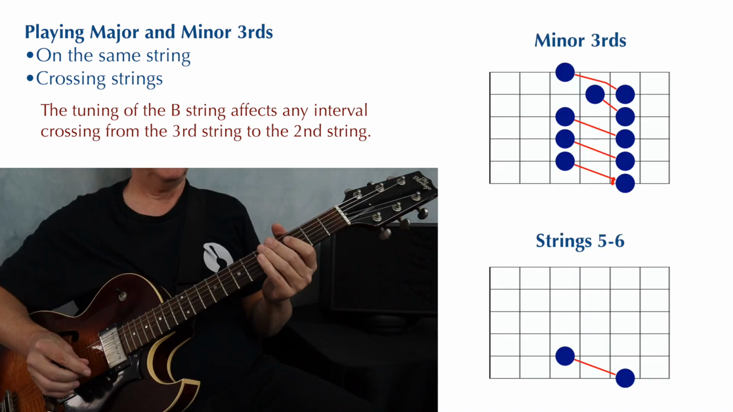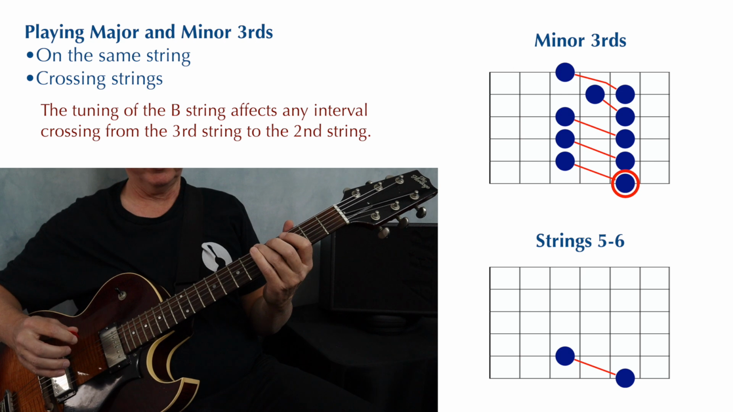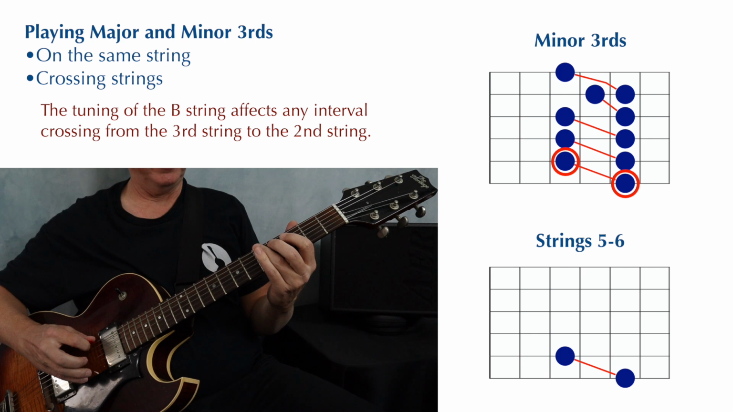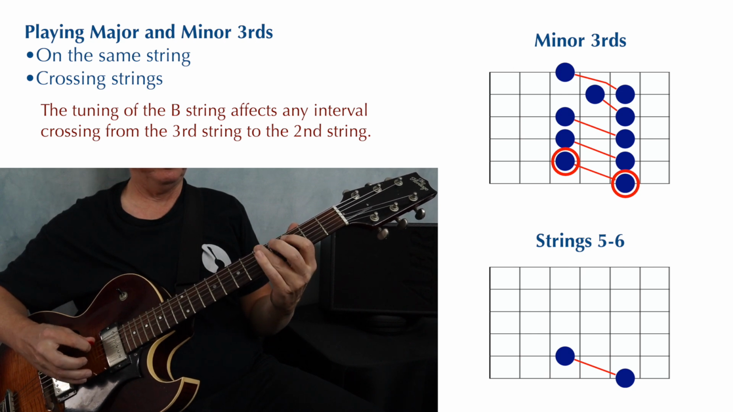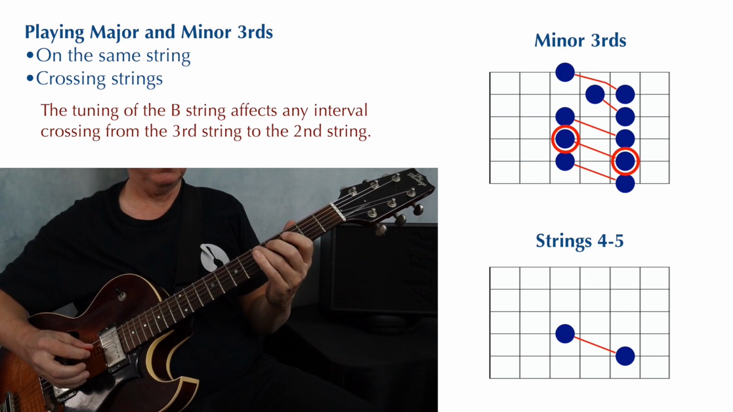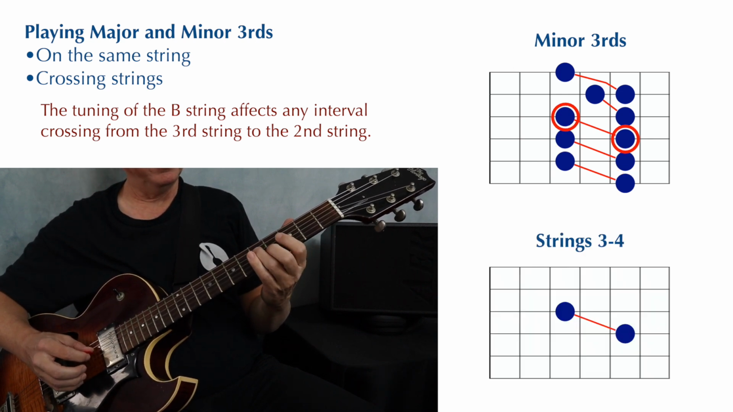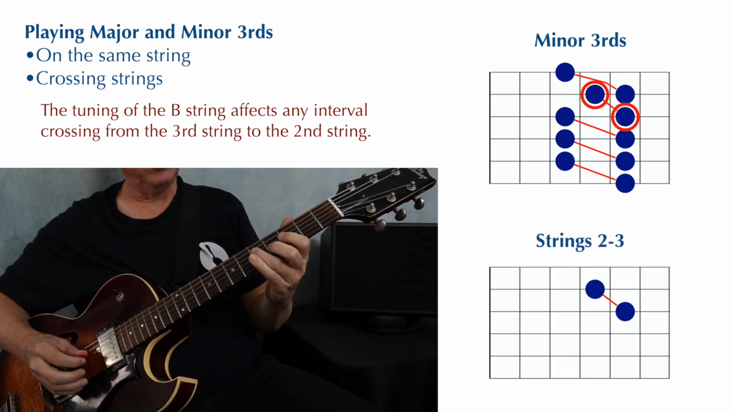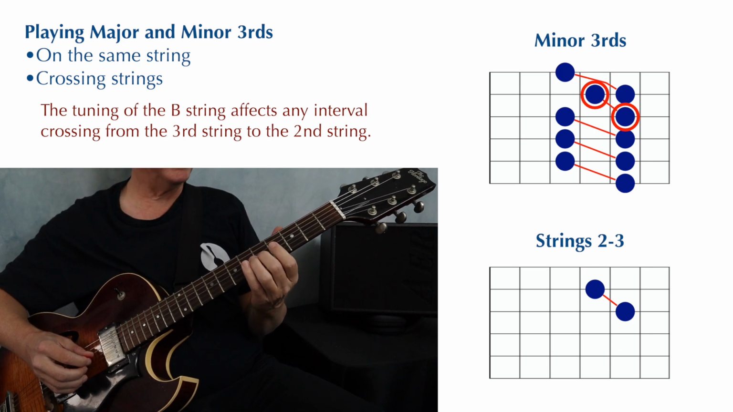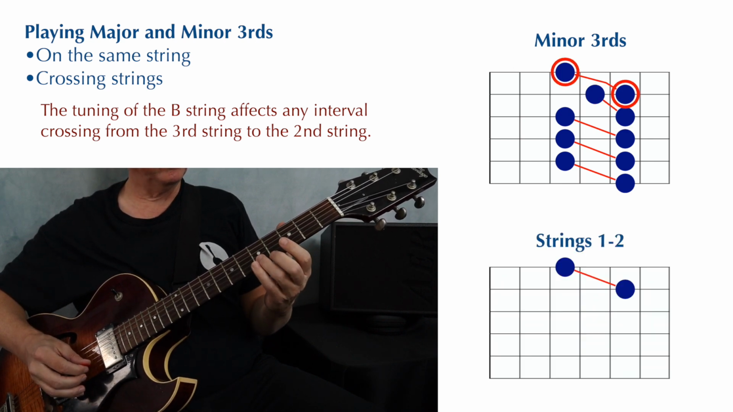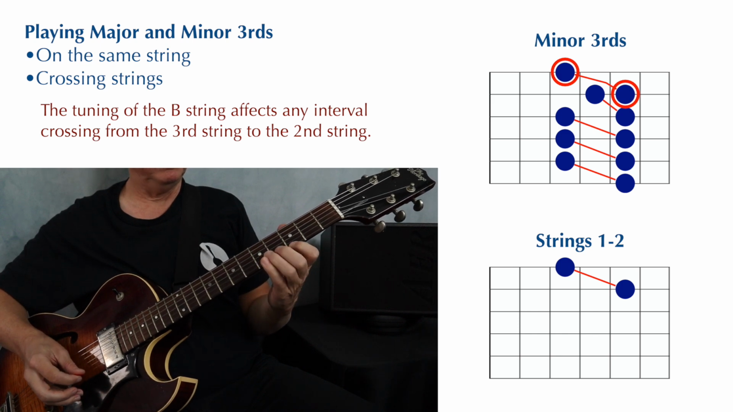And minor thirds. If your lower note is on the 6th string, and you want to play a minor third higher, you play 2 frets away on the 5th string, and vice versa. Same if you're moving between strings 5 and 4, and 4 and 3. And again, because of the way the guitar is tuned, this is going to be different moving between strings 3 and 2. That's just going to be 1 fret distance, and then strings 2 to 1, 2 frets distance.